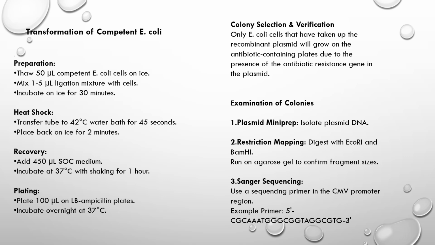Transformation, colony screening and verification. To transform competent E. coli, we followed the standard protocol, which involved the preparation of our competent E. coli cells, then heat shock, recovery, and plating on the LB ampicillin plate. To verify successful transformation and correct ligation, we isolated the plasmid DNA, digested it with the EcoRI and BamHI restriction enzymes, and ran it on an agarose gel to confirm the fragment sizes. Finally, Sanger sequencing was conducted using a primer in the CMV promoter region to verify the integrity of the HER2 gene insert.